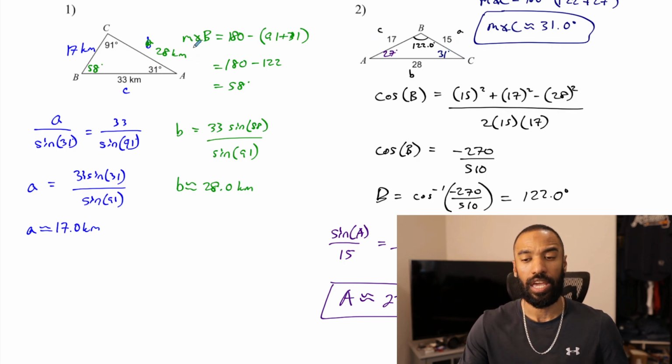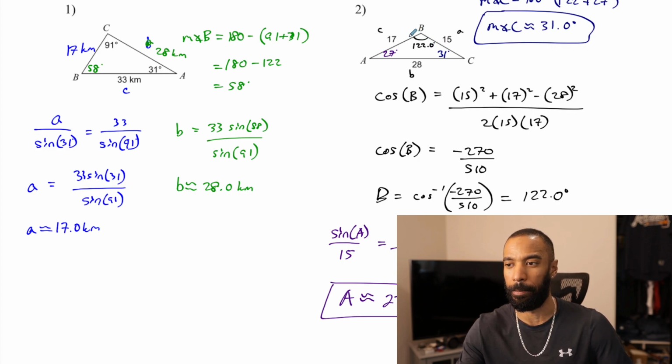Plus everything else involved. If we want to do any double checking before I move on, opposite the largest angle should be the largest side, opposite the smallest angle should be the smallest side, etc.